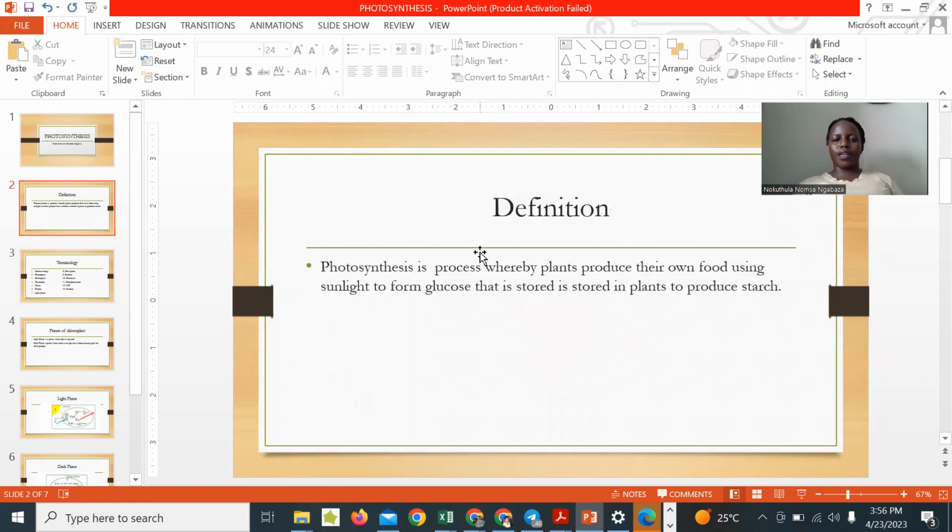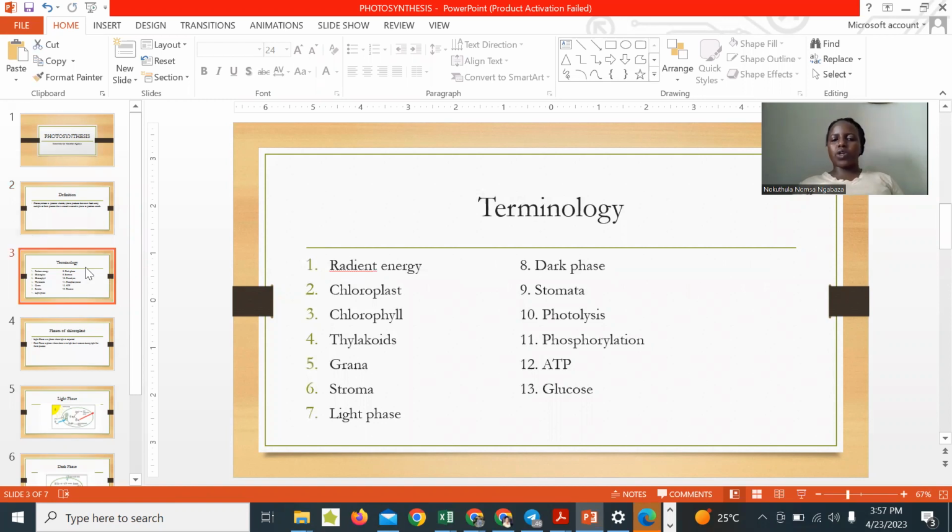I'll repeat again. When it comes to photosynthesis, this is a process whereby plants produce their own food using sunlight to form glucose, which is stored in plants so that you can have starch. So, when it comes to photosynthesis, there are so many terms that you're going to come across, and it is very important for you to know from the word go what some of those terms are.